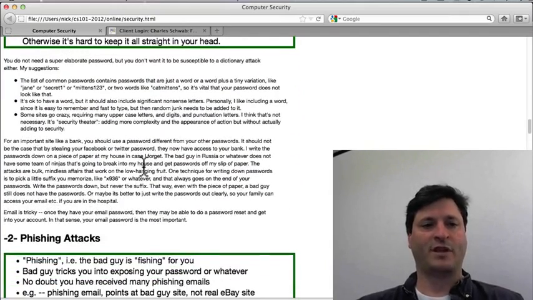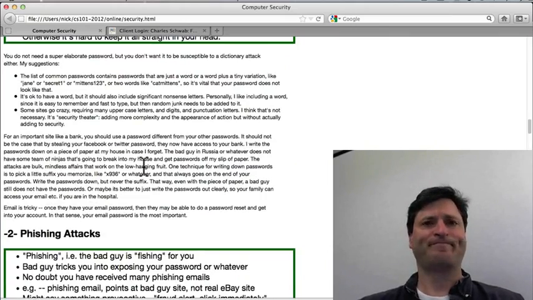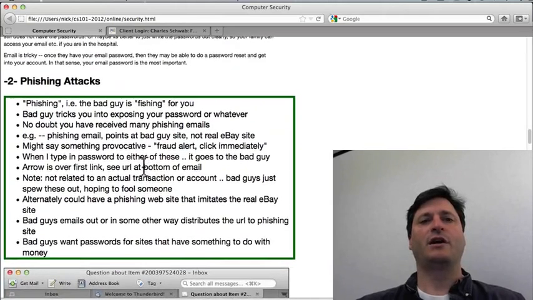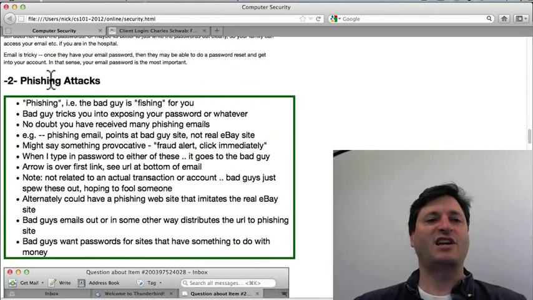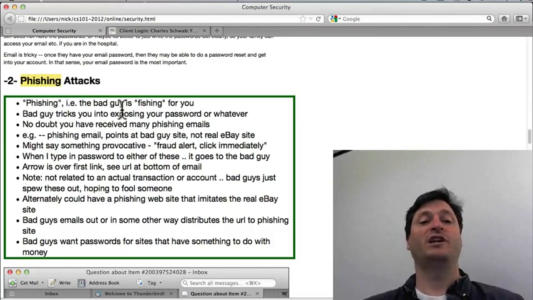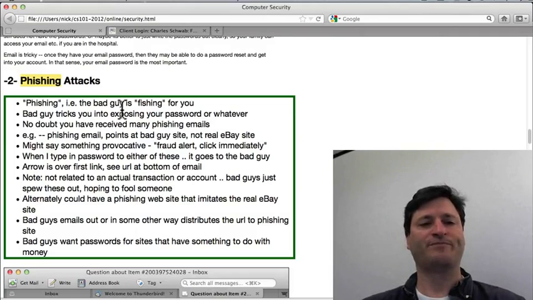Alrighty. So that's the first class of attack, password problems. The second class of attack I'll talk about here is called phishing, and it's spelled with a PH. The idea here with phishing is that you are the fish. The bad guy is putting out this bait and trying to trick you into revealing, most commonly, your password or something that the bad guy wants.